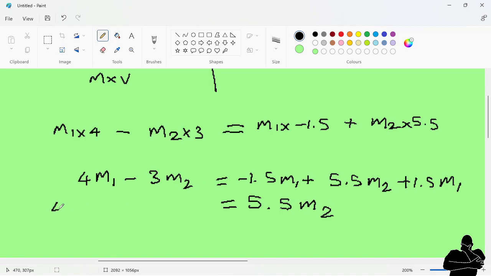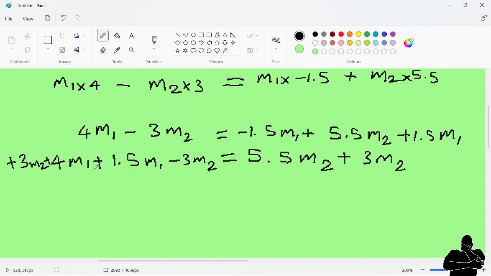So we're just going to have 5.5 m2 since the m1s are gone. And then on this side, we're going to have 4 m1 plus 1.5 m1 minus 3 m2. Now we want to get m2 on this side. What could we do to this side? We can add 3m2, and then we can add 3m2 to this side. So the m2s on this side cancel because you have plus 3 minus 3, so that gives you 0. So we're going to be left with 4m1 plus 1.5 m1 is equal to 5.5 m2 plus 3 m2.